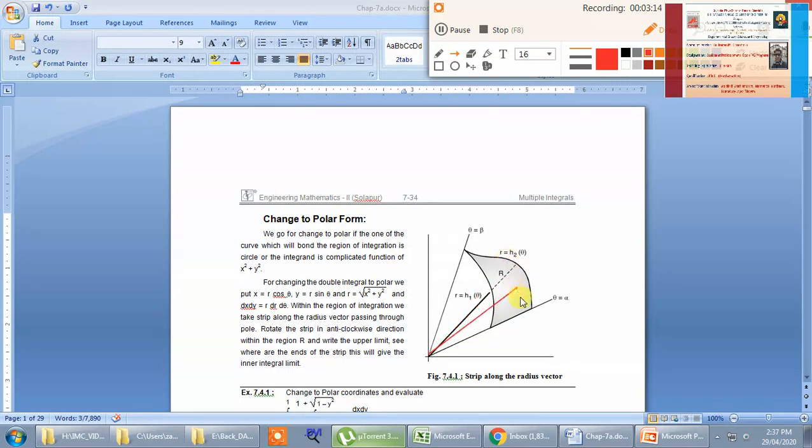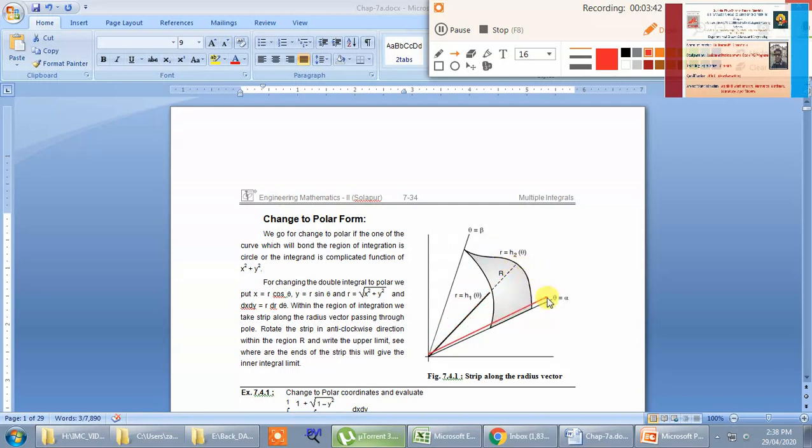That's why the limit over this region R in the polar coordinate system will be given by integration from alpha to beta. It rotates from alpha to beta. The inner end is on h1 of theta, and the outer end is on h2 of theta throughout this region. And that's why the limits will be from alpha to beta and h1 of theta to h2 of theta.